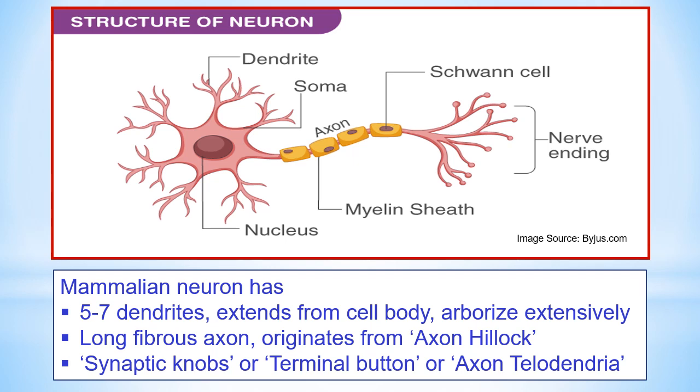So in a mammalian neuron, there may be 5 to 7 dendrites which extend from the cell body, and a long fibrous axon which originates from the axon hillock. The axon hillock is that part of the cell body from which the axon originates, and this is a very special part of the neuron where there are many functions of the axon hillock in signal transmission, in signal computation, etc., which I'll discuss in some other presentation.